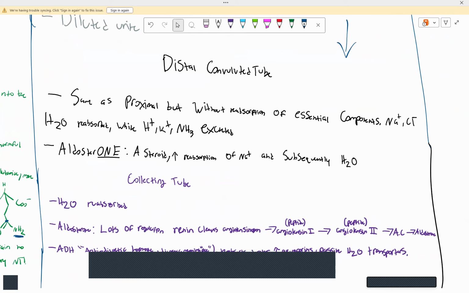For example, Na+, Cl-, and water are still reabsorbed, while protons, potassium, and ammonia are excreted. And this is also where aldosterone comes into play, because aldosterone is a steroid. When you increase reabsorption of sodium, you are subsequently increasing the water that's getting reabsorbed.